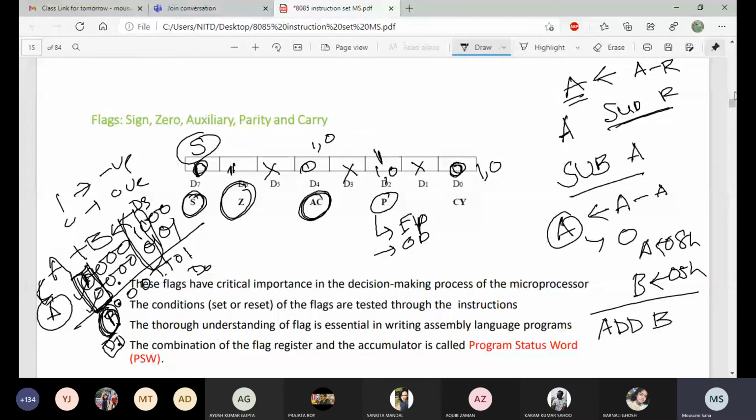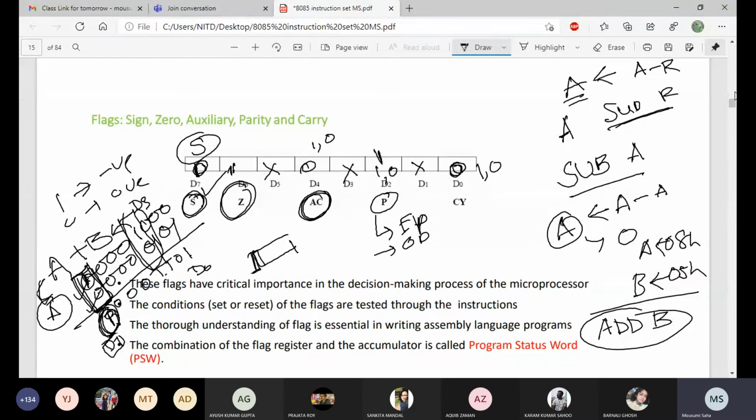Okay, you have to remember the sign after the operation, whatever the operation. I have considered the add operation, but it may be subtraction or any logical operation. After the operation, obviously we have one result. So considering that result, what is the D7 bit? That will be stored into the sign bit. But at the same time, remember: if the sign bit is 0, you cannot say that the result is positive. If the sign bit is 1, you cannot say that your result is negative.